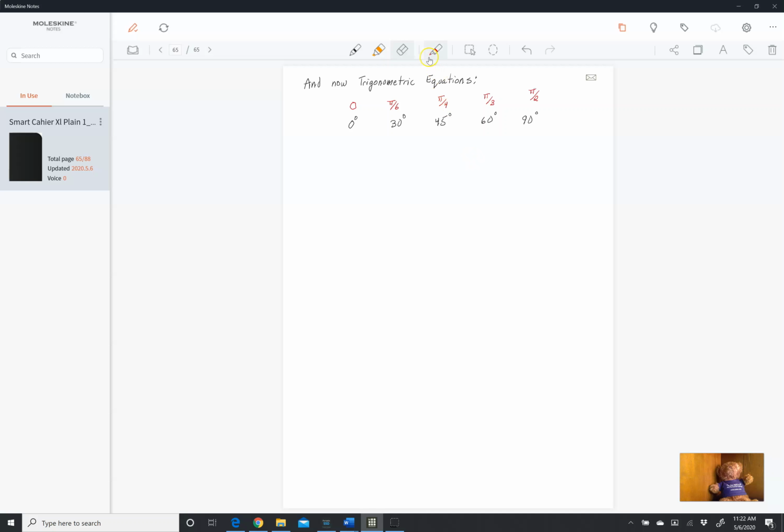Okay. Then in this chart, we're looking at sine, cosine, and tangent. Remember, if you know the sine of an angle, you also know the cosecant because it's the reciprocal. If you know the cosine, you also know the secant. And if you know the tangent, you also know the cotangent, okay? Because those are all just reciprocals.